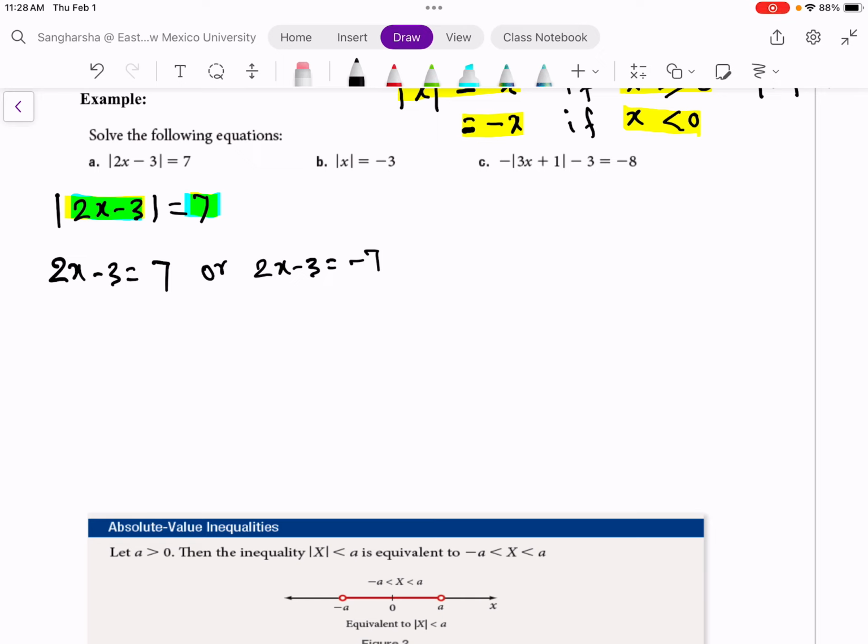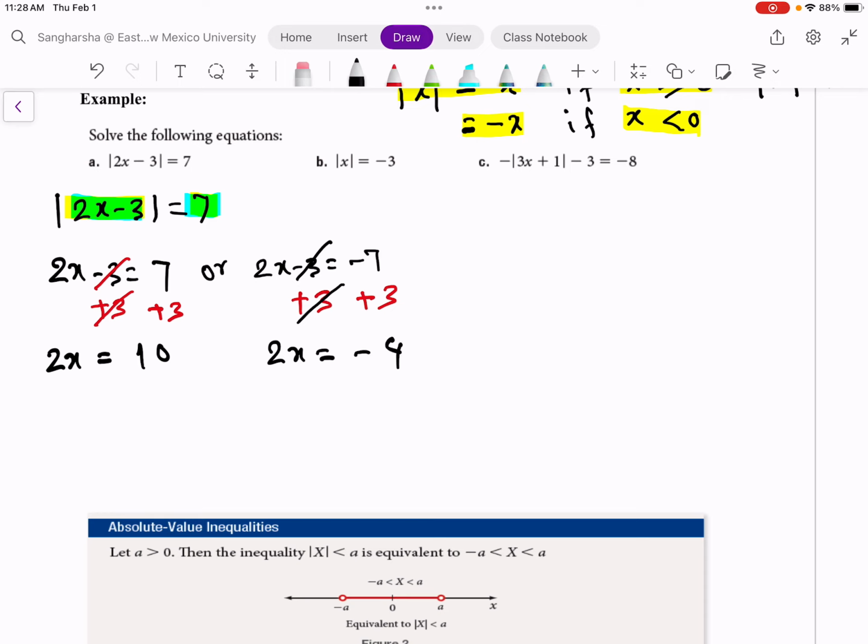Now these two are linear equations, right? And we know how to solve linear equations. So let's go ahead and solve these two linear equations. We add 3 on both sides for the first equation. We do the same thing for the second equation. So negative 3, positive 3, 0. So we have 2x equals 7 plus 3, that is 10. So negative 3, positive 3, 0. So we have 2x equals negative 7 plus 3, that is negative 4.